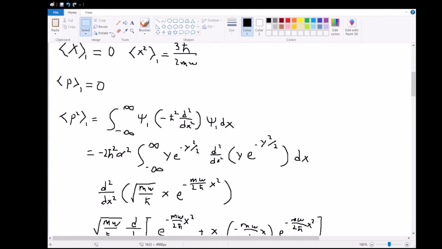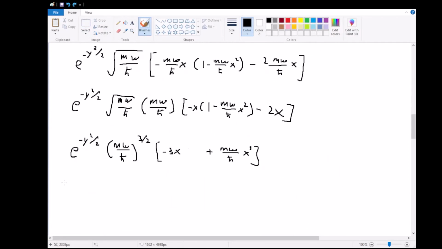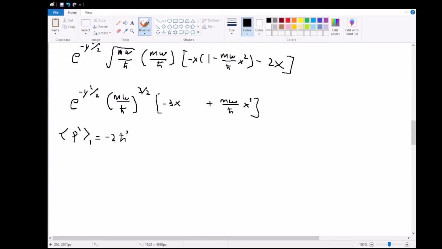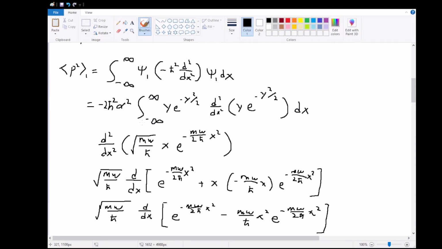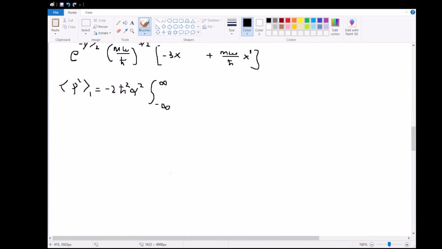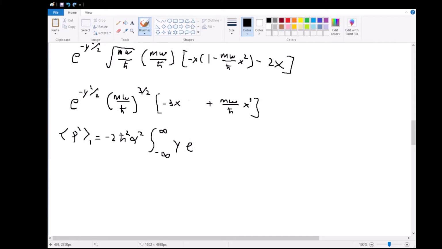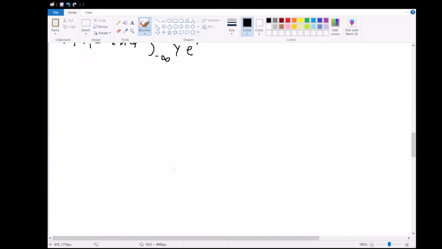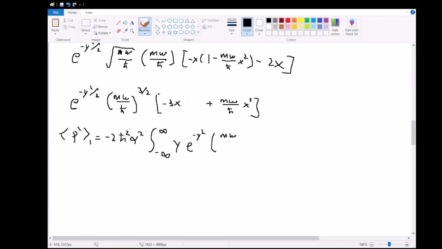So we're plugging it back into here. So the expectation value of p squared in the first state is going to be equal to negative 2h bar squared alpha squared and then our integral from negative infinity to infinity, and then we have y, and then the two exponentials combine to make e to the negative y squared, and then the remaining terms, which is m omega over h bar to the power of 3/2 multiplied by negative 3x plus m omega over h bar x cubed. And then follow that off with a dx.